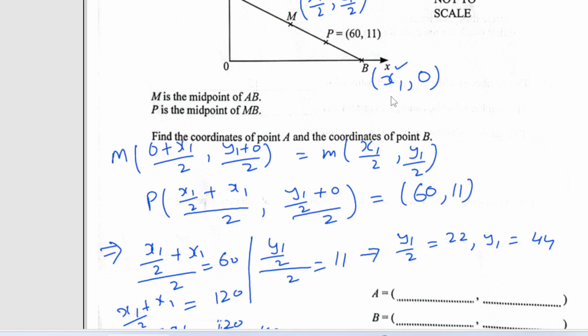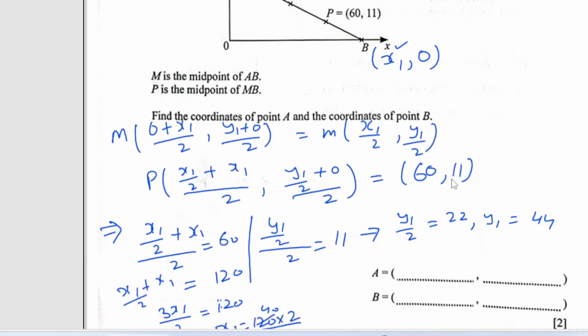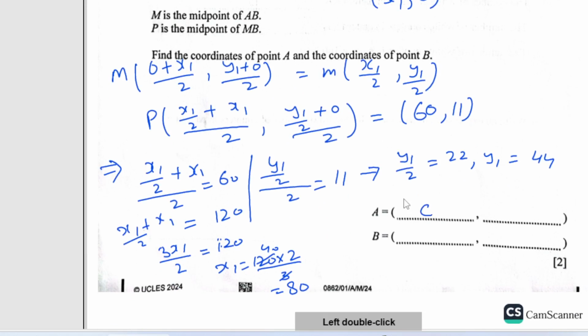x1 is 80. x1 was 0 and y1 here is 0 and here is 0. x1 is 80, so this is going to be 80, and the other one is 44, right?